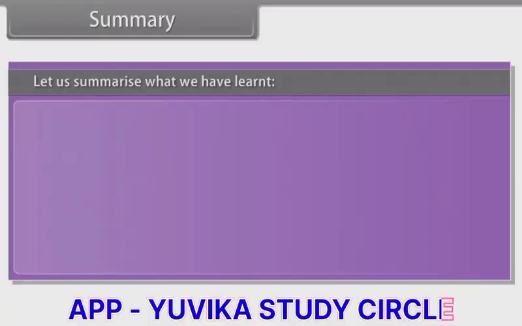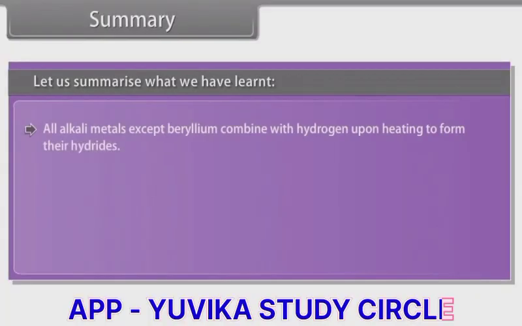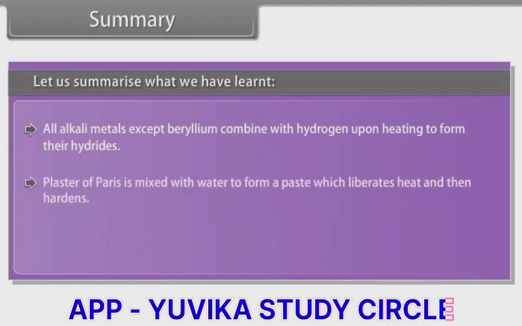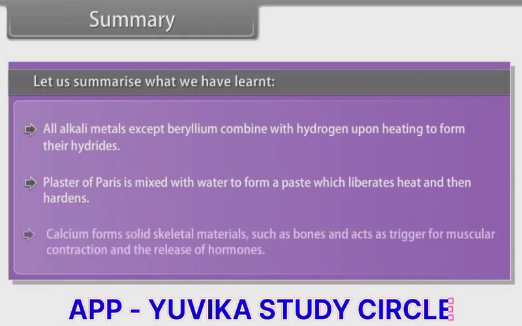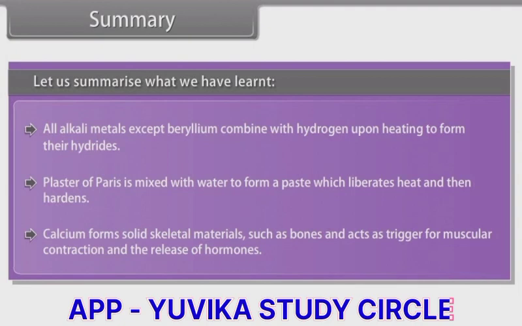All alkaline earth metals except beryllium combine with hydrogen upon heating to form their hydrides. Plaster of Paris is mixed with water to form a paste which liberates heat and then hardens. Calcium forms solid skeletal material such as bones and acts as trigger for muscular contraction and the release of hormones.